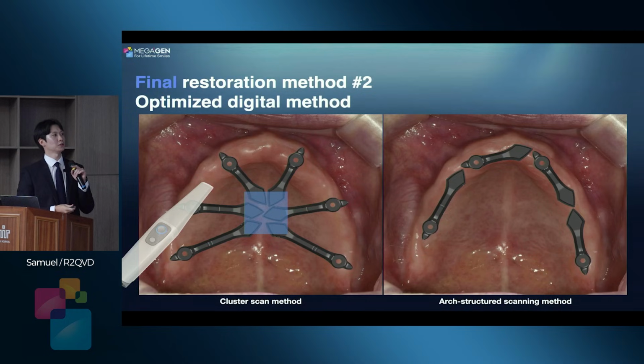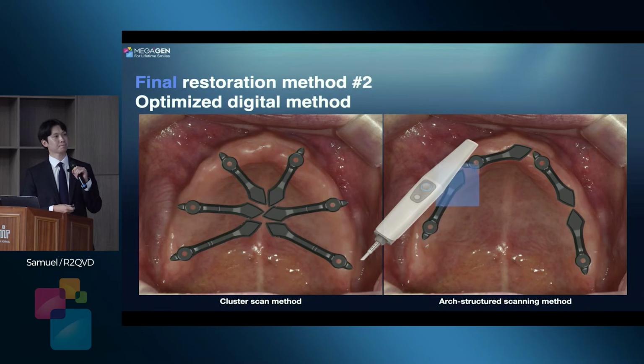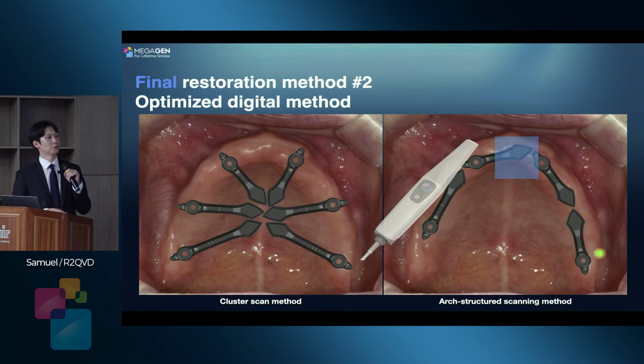Then the other option is like this. It's a simpler way. We just scan like this. In the edentulous case, there's no structure, so we cannot scan very easily. So we just make a structure like a crown. Then we just scan it like this or like this.